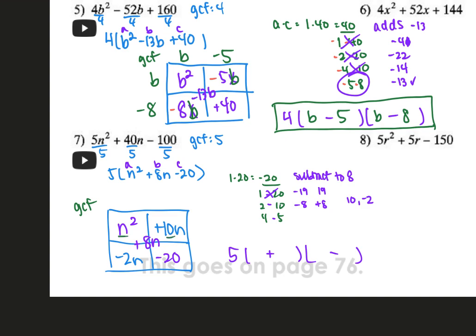GCF of my top row is just going to be n, and this has to be n. This would have to be 10. This would have to be negative 2. And then we would check, but again, I'm going to just skip that for the sake of the video. So n plus 10 and n minus 2.